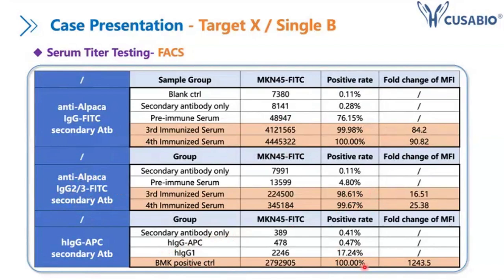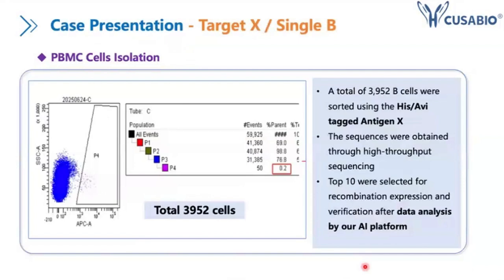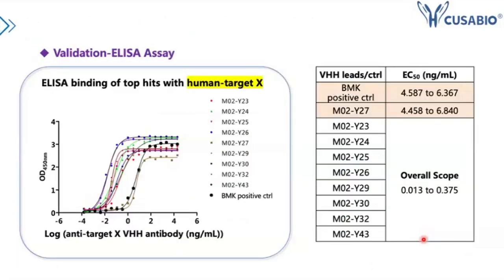The next step is the cell isolation from the blood samples. In total, we have 3,952 cells. Then we started with the antigen X. With high-throughput sequencing, and as I mentioned before, our own AI platform, we got 10 hits from this population of cells, and then we did the recombinant expression for the next verification.